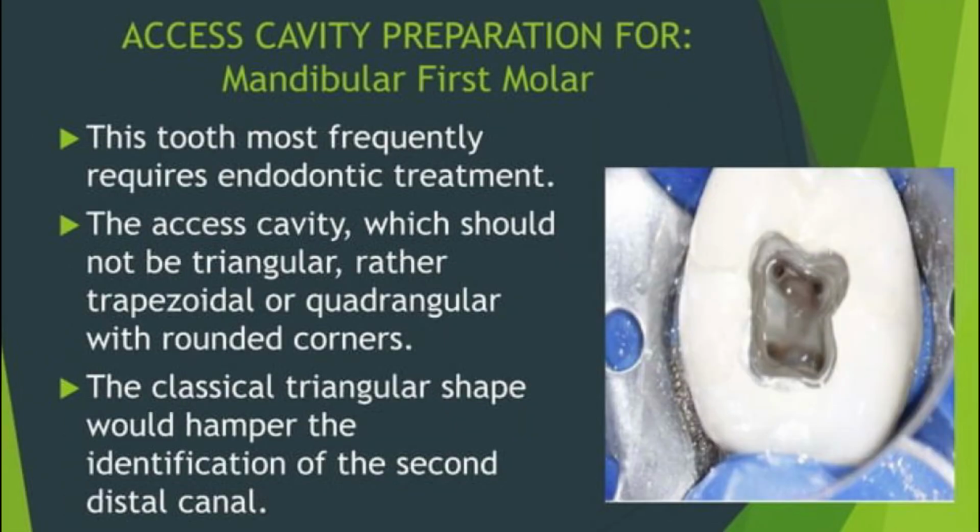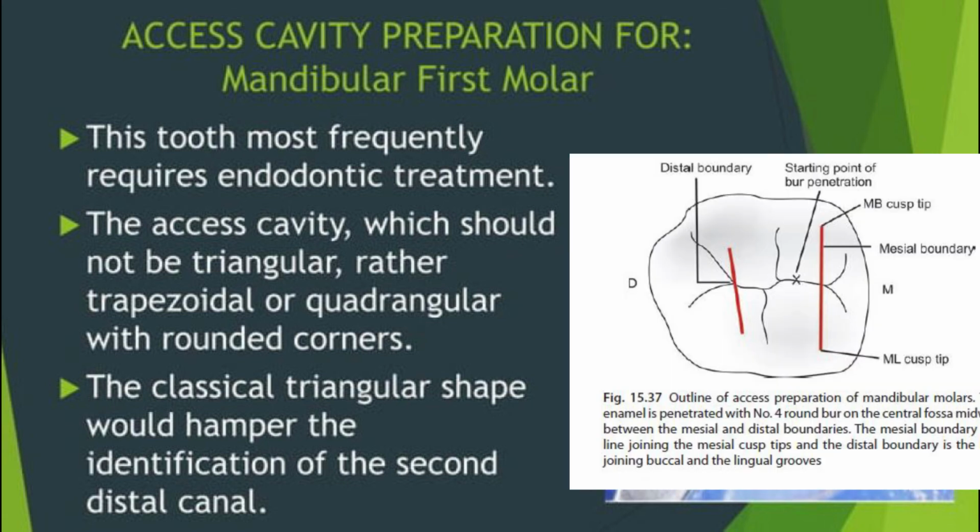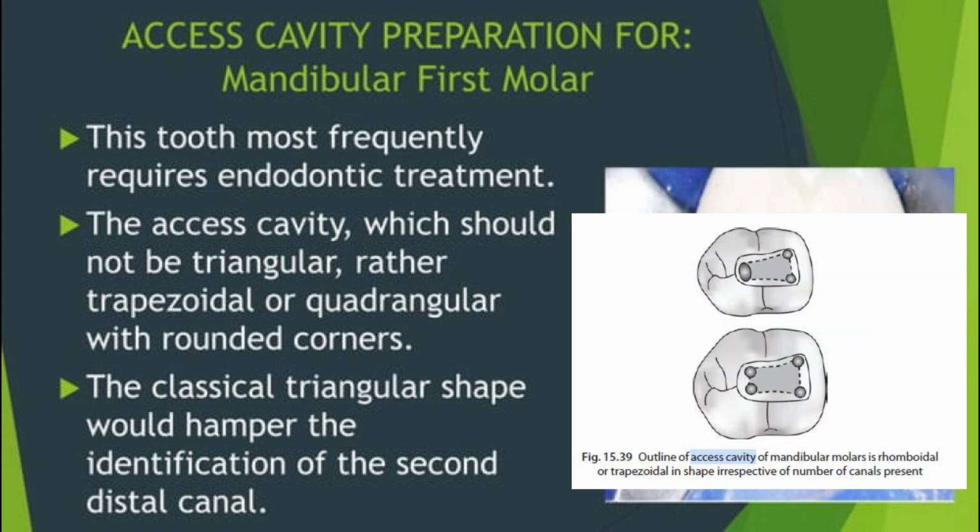For the mandibular first molars, the mesiobuccal orifice is under the mesiobuccal cusp. The mesiolingual orifice is located in a depression formed by the mesial and the lingual walls. The distal orifice is oval in shape with a large diameter buccolingually and is located distal to the buccal groove. The shape of the access cavity is usually trapezoidal or rhomboid, irrespective of the number of canals present.